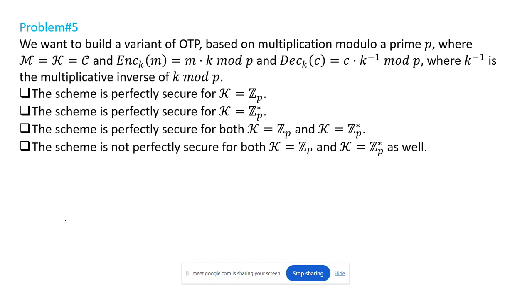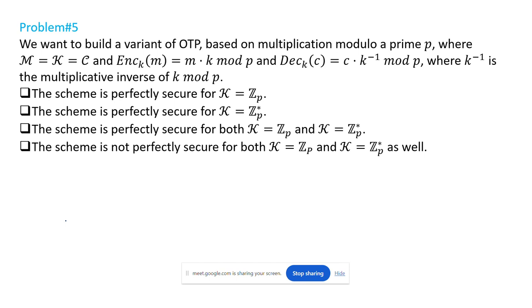Okay, this is a question on perfect secrecy, the week 1 material. Let's see the question. We want to build a variant of OTP based on multiplication modulo a prime p, where the message space, key space, and ciphertext space are the same.